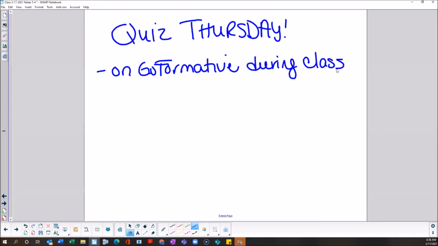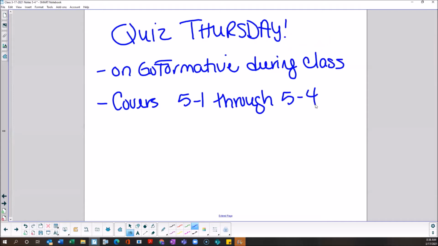Okay, so it's on Go Formative during class. And the best way to figure out what is on the quiz is to look at the assignment sheet, right? And just if you look at what the topics are to be covered, that's exactly what's going to be on the quiz. All right, so it covers 5.1 through 5.4. And 5.4 we're going to do today.